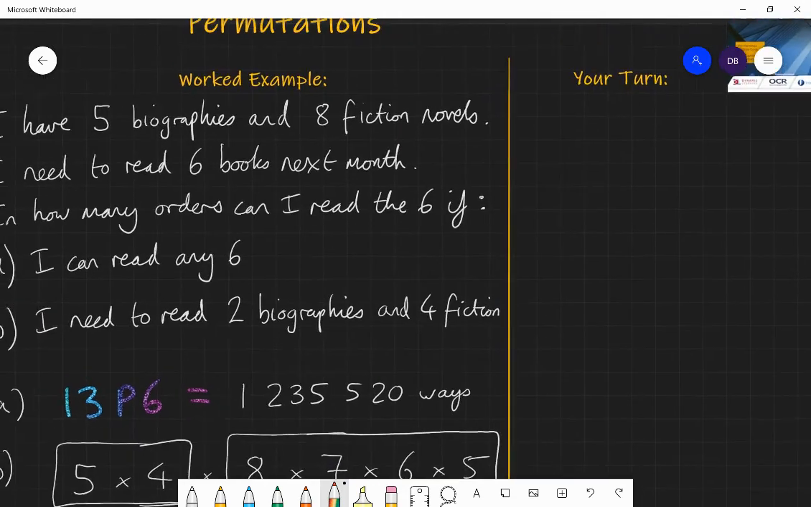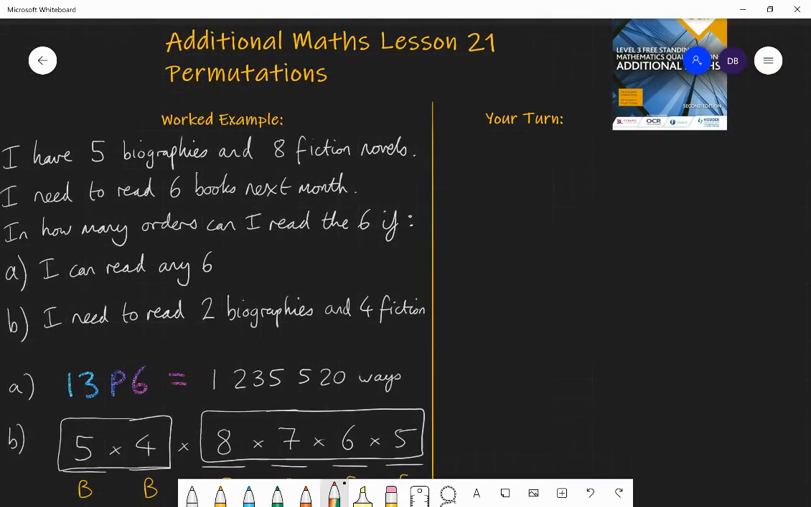I'll give you a question that's similar. See how you do. So you have 4 different action and 7 different comedy DVDs. DVDs, what are they? They're the discs you put in rather than streaming films, and so you have to watch that specific film. So you have 4 action and 7 comedy DVDs. You decide to watch 3 DVDs back to back, so you watch 3 different ones in a row. How many ways can you watch the DVDs?